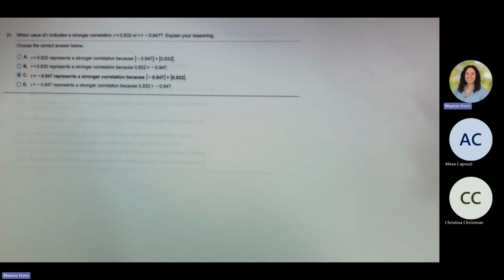Which actually leads nicely into: which value of R indicates a stronger correlation? They give us two values, a positive number and a negative number. But we're not worried about whether I have a positive or a negative correlation. We're worried about whether I have a strong or a not as strong, or maybe a weak, correlation.